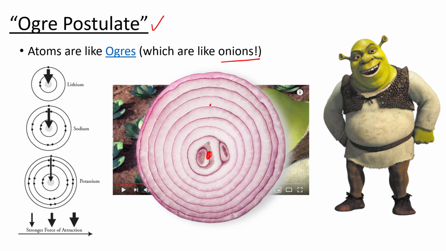You'll notice that this onion looks a heck of a lot like a Bohr atom, and every time we add a successive layer to the onion, the radius, or size, of the onion grows. If you keep adding energy levels, with every successive layer the electrons are further away from the nucleus. We see that in this picture that I pulled from our POGL, where the electrons only 2 energy levels away from the nucleus in lithium have a greater force of attraction than the ones that are 4 energy levels away in potassium. So that is the Ogre postulate. Tuck that in your pocket, it's going to reappear.